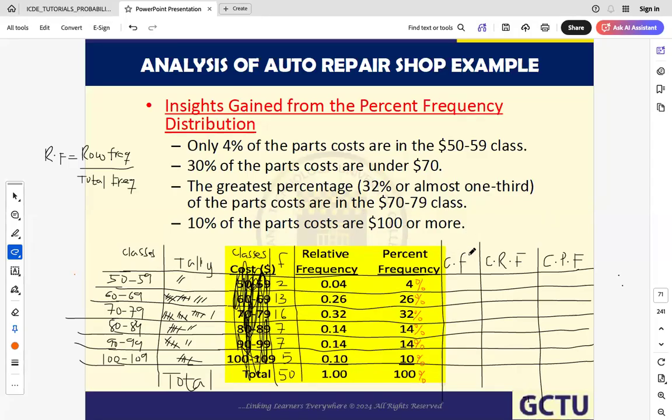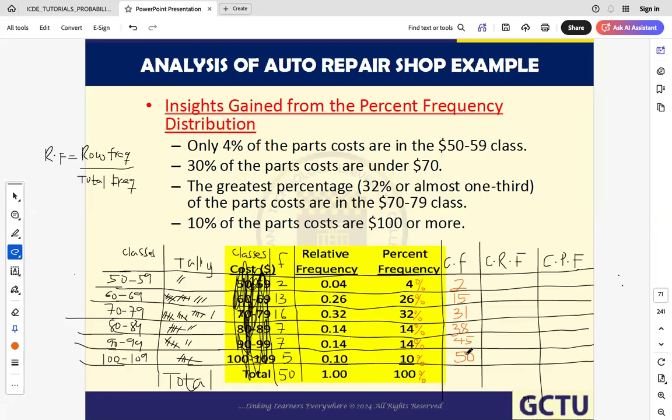And like Harrison was asking me about the cumulative frequency, we repeat the first one too. So old plus current: 2 plus 13, you have 15. 15 plus 16, you have 31. 31 plus 7, you have 38. 38 plus 7, you have 45. 45 plus 5, you have 50. So the cumulative frequency is done.